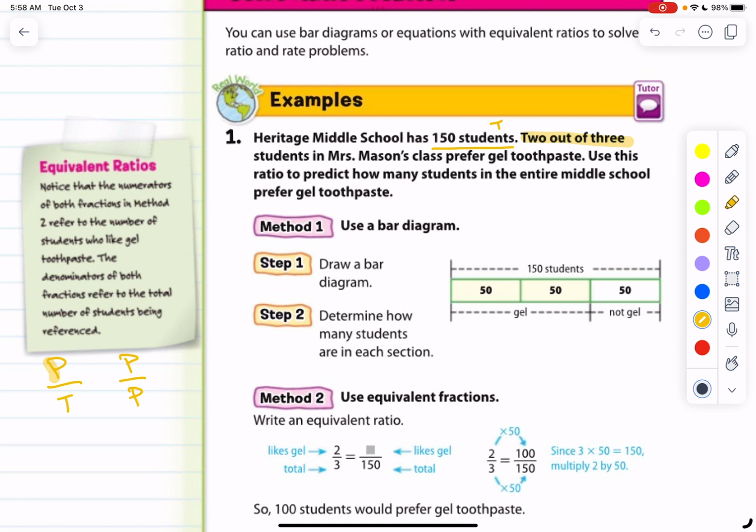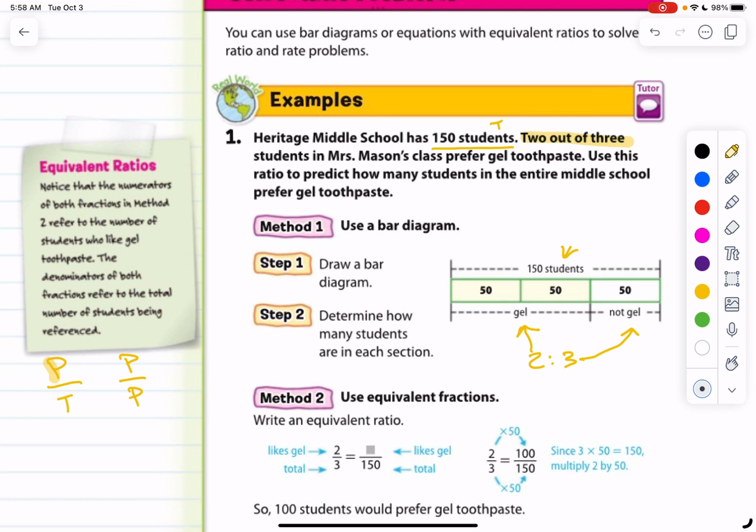Notice that they set up a tape diagram with 3 parts, 1, 2, 3. Okay, and they labeled here that there are 150 students. We know that 2 out of the 3 preferred gel, so they sectioned off 2 parts as gel prefers, and the final third one does not prefer gel.